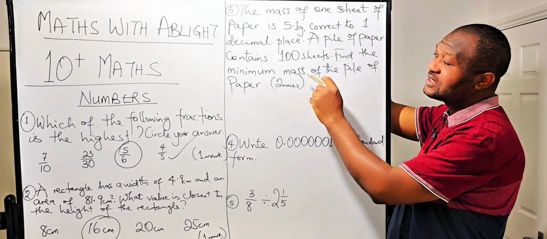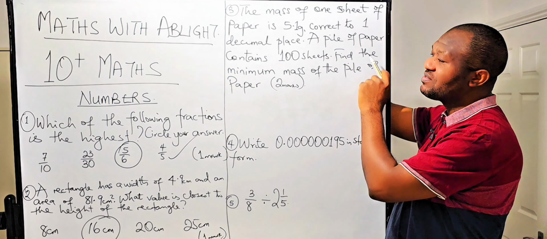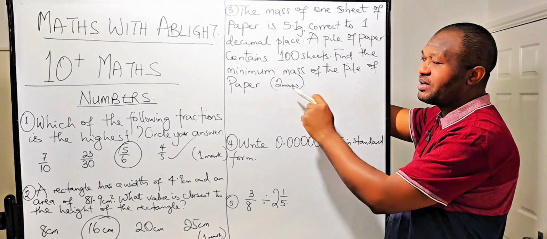A pile of paper contains 100 sheets. Find the minimum mass of the pile of paper.